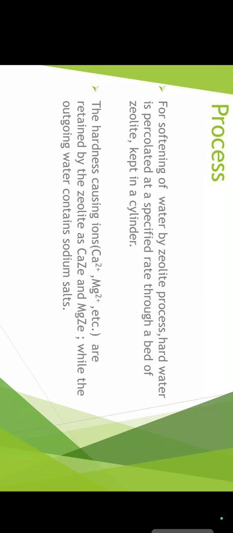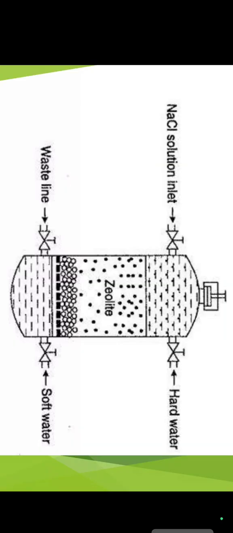Next one is the process. How does the zeolite process work? For softening of water by the zeolite process, hot water is percolated at a specified rate through a bed of zeolite kept in a cylinder. When the hot water is passed through the bed of sodium zeolite, it exchanges its sodium ions with the calcium and magnesium ions present in the hot water to form calcium and magnesium zeolite.